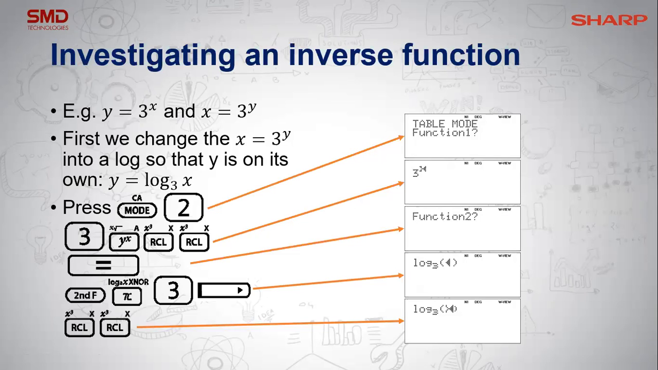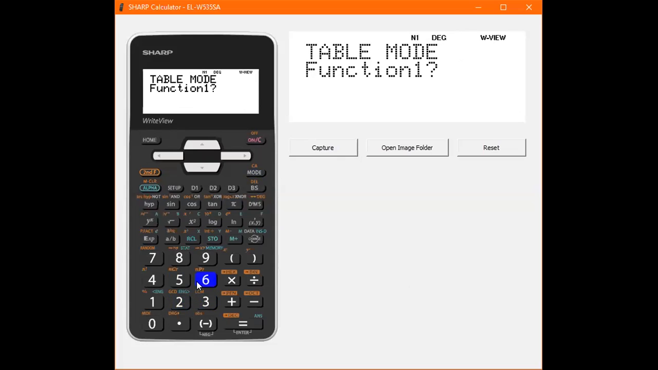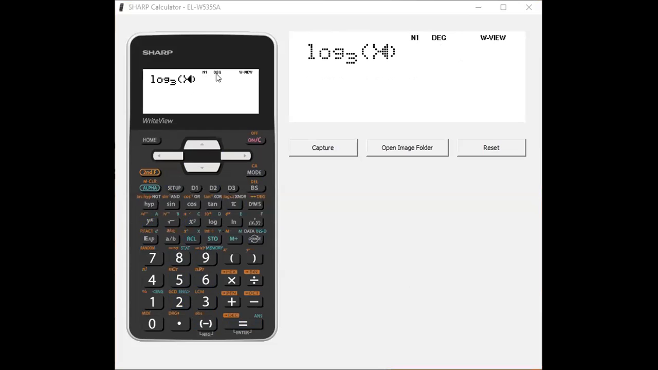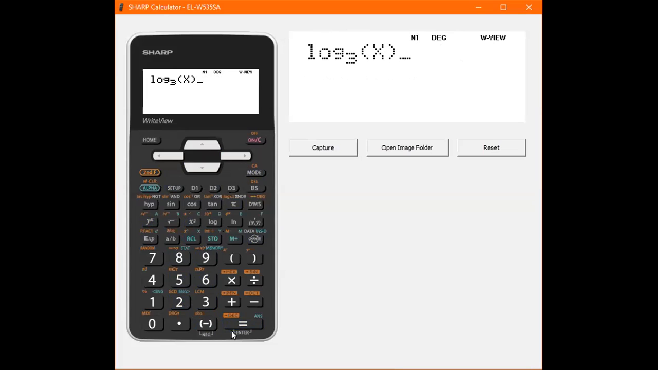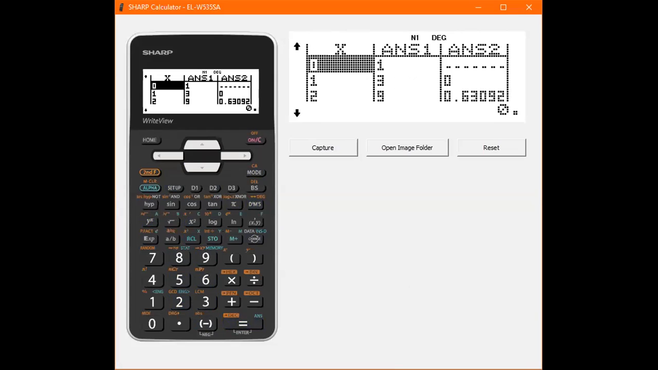All right, fantastic. So let's investigate an inverse function. We're going to go back to table mode. What I'm going to do is type in an exponential graph first. So I'm going to have 3 to the power of x. And in my function 2, I'm going to do the inverse of that, which is log base 3 of x. No worries, Dean. Thanks for joining us. All right, great. So from there, we're just going to press equals. We're going to leave our start at 0, step at 1, and here we go.